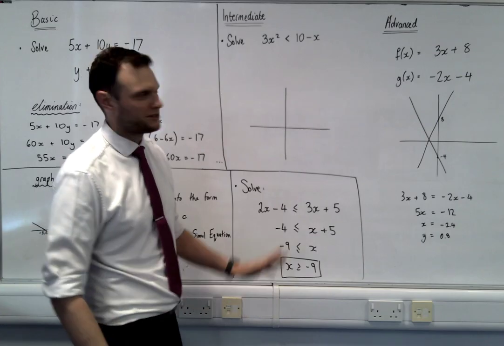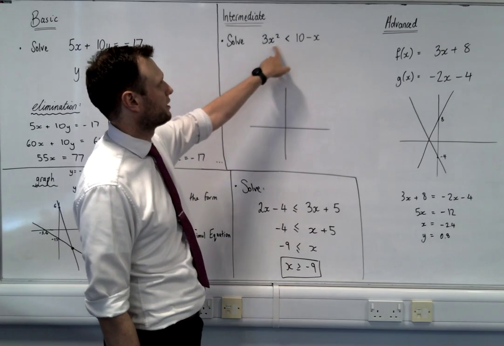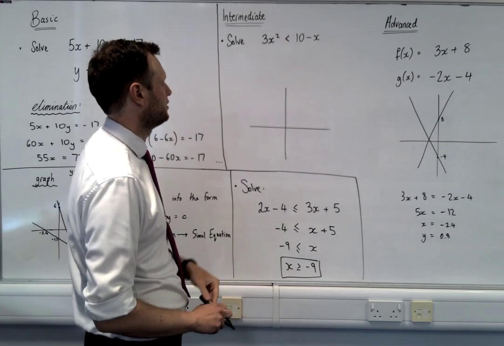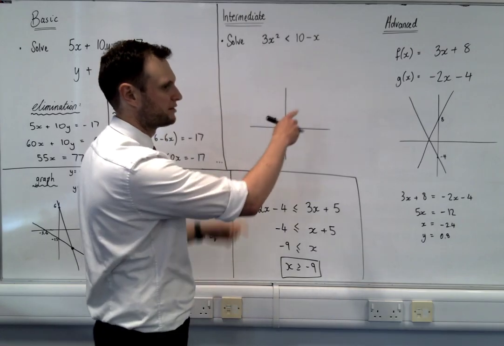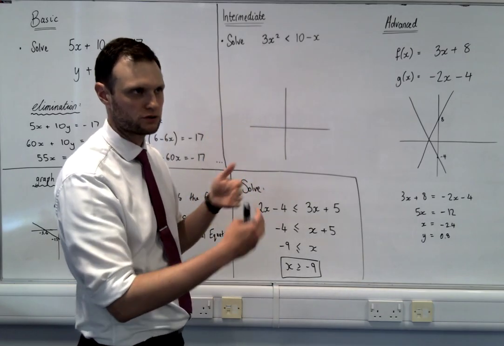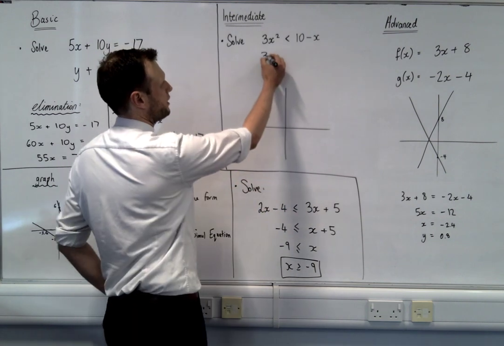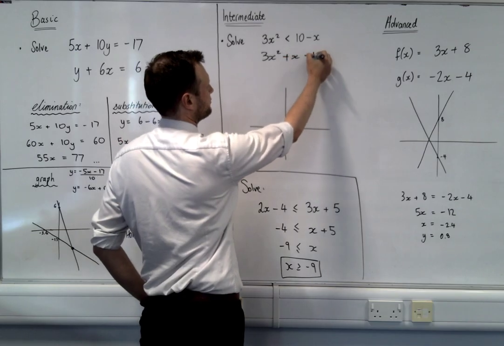Okay, so moving on to intermediate. We're looking at solving quadratic inequalities. So I would recommend, you can always do 3x squared and 10 minus x as two separate graphs, like two separate lines on the same set of axes, but I would always recommend this.